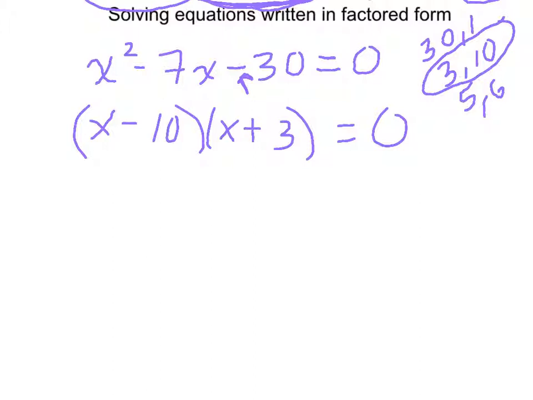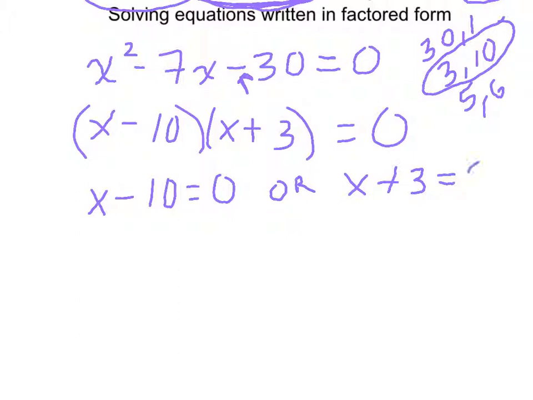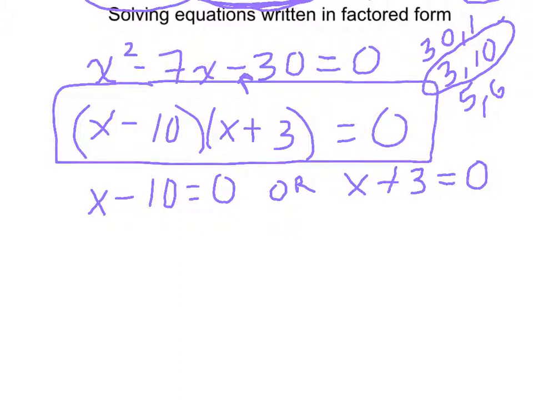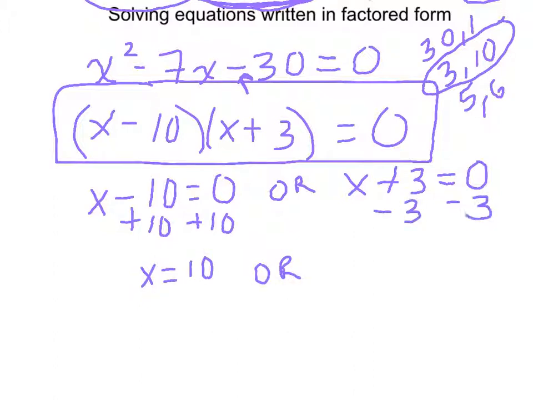And now what we can do from here is to find the actual solutions, solve this guy, and solve this guy. We set each parentheses equal to 0 because one of them has to be 0 for this equation to be true. So to solve this for x, we add 10 to both sides, and x will equal 10. Or, taking this one, we minus a 3 from both sides, and x will be negative 3. So the possible solutions for this is 10 and negative 3.